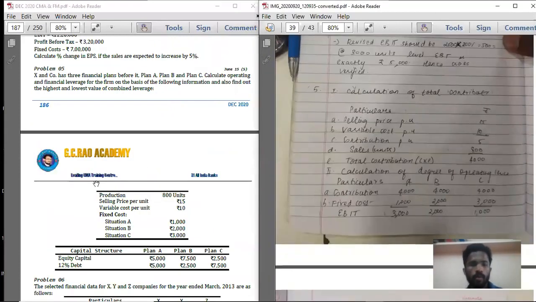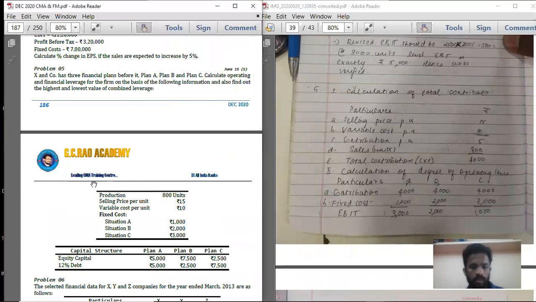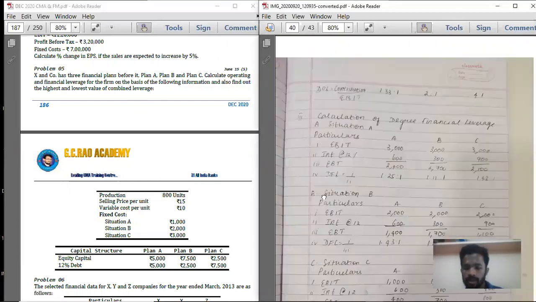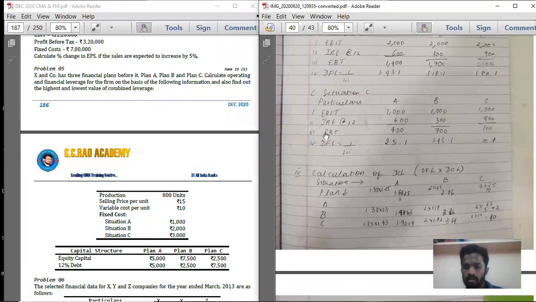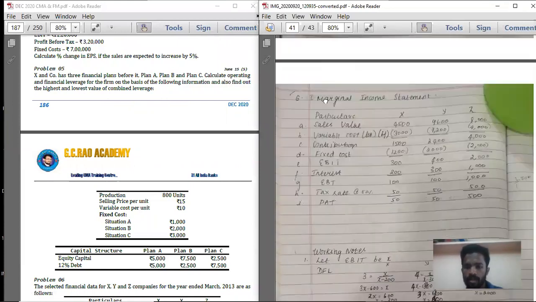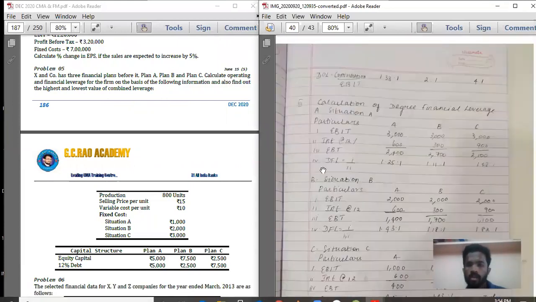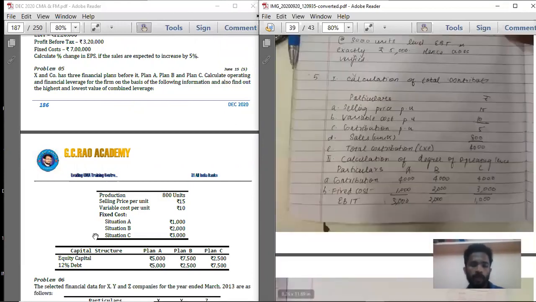Now moving on to problem number 5. Here they are asking us to calculate DOL and DFL. That's all. But using all the values, we should find what is DOL and what is DFL. That is the calculation required here.